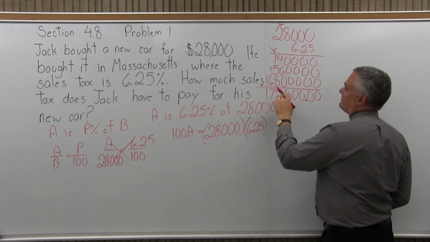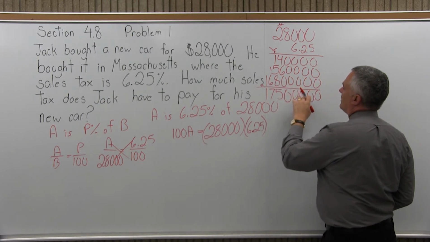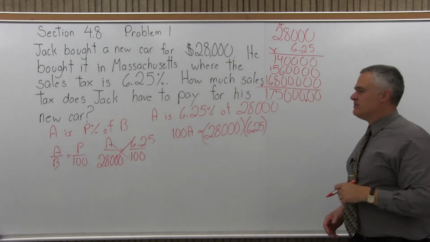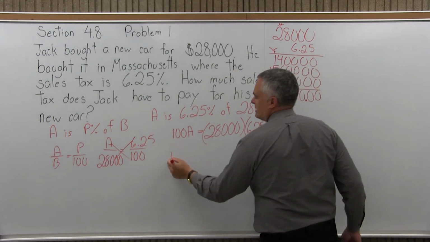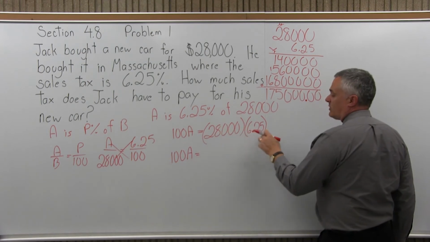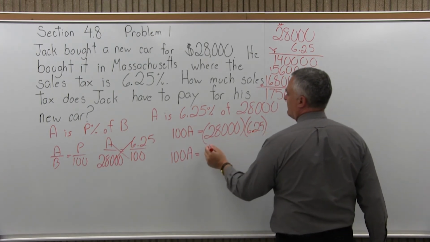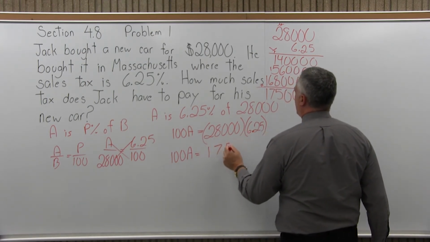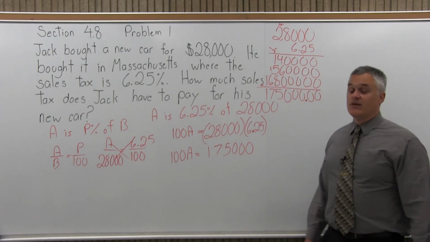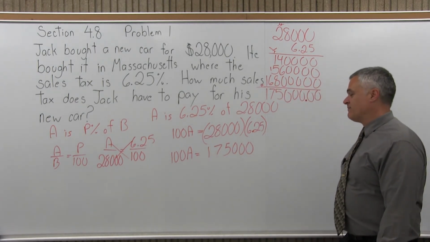So it's 175,000.00. The 2 zeros at the end, we can not worry about those. So I have 100A equals, the result of multiplying 28,000 times 6.25, is 175,000. Again, if you could use your calculator, it'd be a lot quicker.